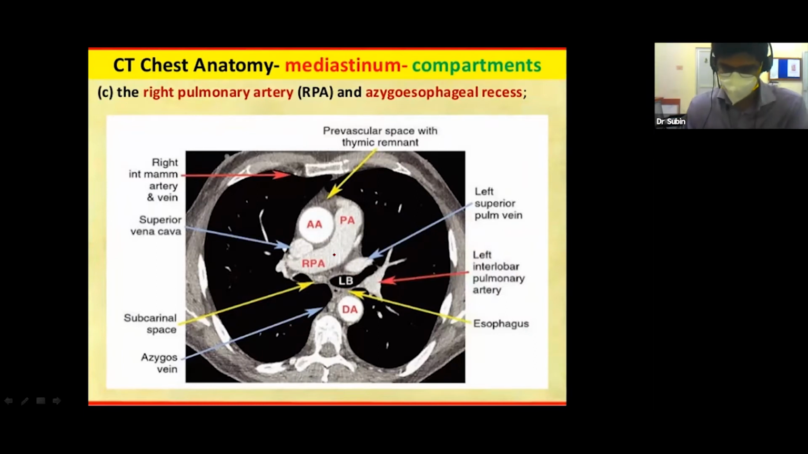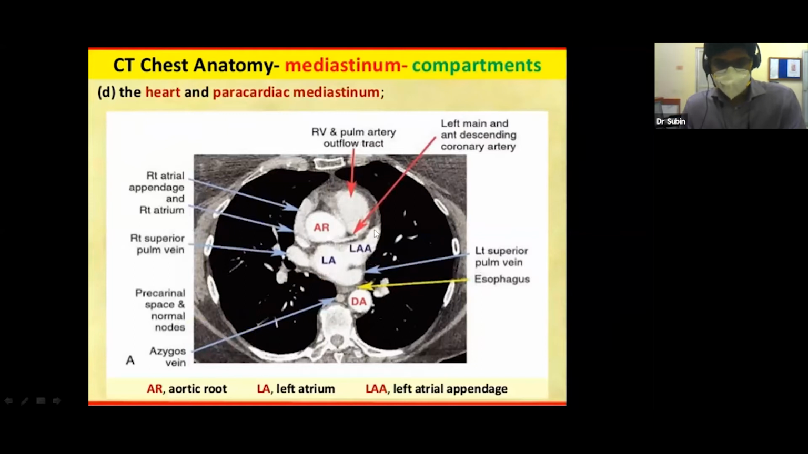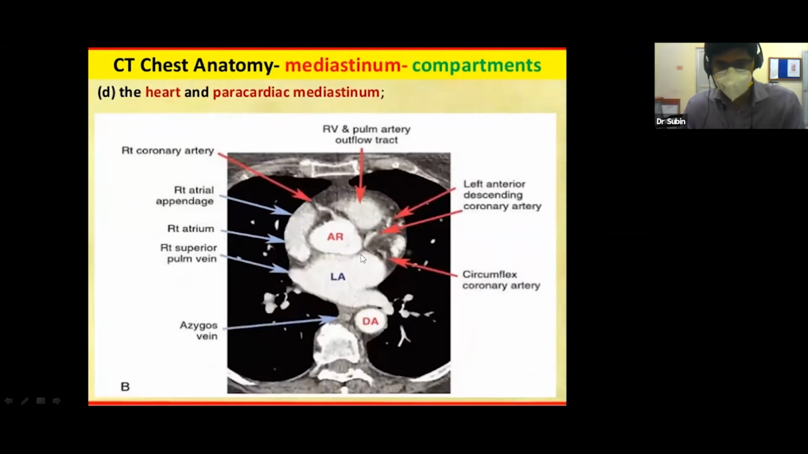So when you look for pulmonary embolism, these are the main vessels that we look at, and we follow the course of these vessels, each of the branches, to see if there is any thrombus in pulmonary embolism. All right, so that's the left atrium, which is posteriorly located. That is the aortic root. This is the left atrial appendage that we are seeing.